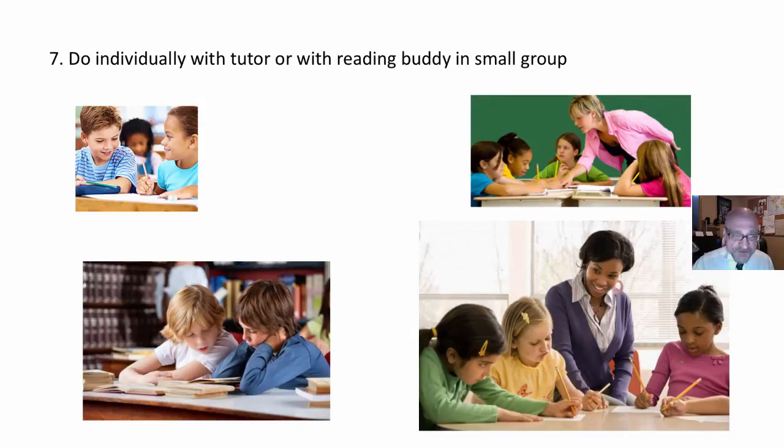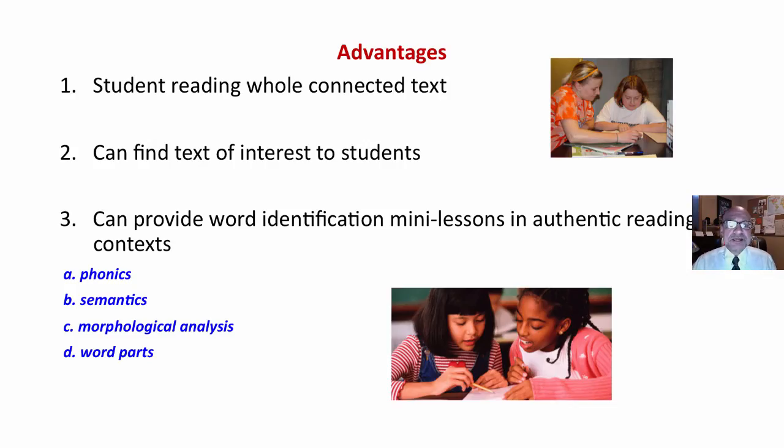You can do this individually with a tutor, or in small group they can find a reading buddy, and they can do it by themselves. Switch off partner A, partner B. Great idea. The advantage: students get to practice reading whole connected text instead of just words or sentences in isolation. You can find text that students are actually interested in. Imagine that. You can also provide word identification mini lessons right there in authentic reading context.